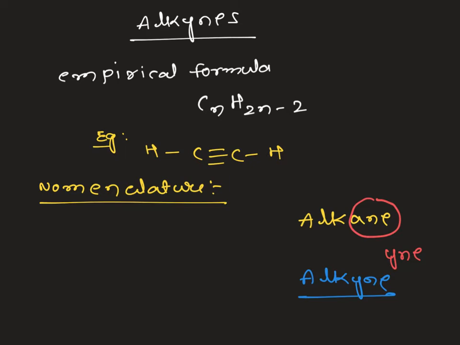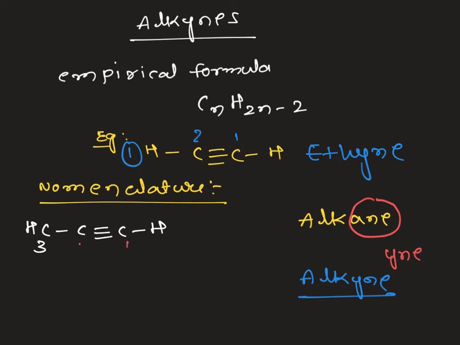So how will we write the first example? Let's take one. Here how many carbons? 2 carbons. It is ethane. We have to replace "-ane" with "-yne". It becomes ethyne. Similarly, if I take another, 1, 2, 3, a 3 carbon alkyne system. 3 carbons means it is propane, and we have to replace "-ane" with "-yne". It becomes propyne.